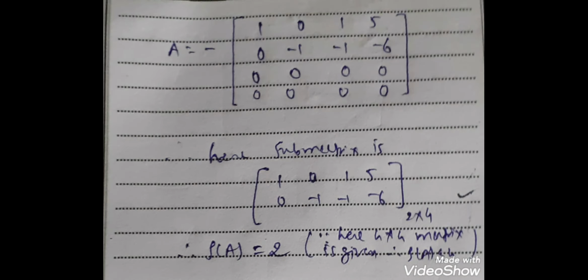Means here we get only two rows in matrix A, which are minus 1 outside of the matrix, and 1, 0, 1, 5 are the elements of the first row, and 0, minus 1, minus 6 are the elements of the second row.